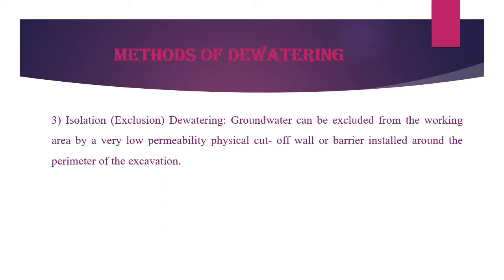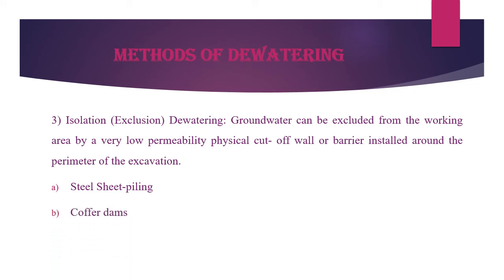And the third type of dewatering is isolation or exclusion dewatering. Here the groundwater can be excluded from the working area by a very low permeability physical cutoff wall or barrier installed around the perimeter of the excavation. So it is also known as exclusion dewatering. It is again subdivided into steel sheet piling. It is an earth retention technique that retains the soil using steel sheet sections with interlocking edges.